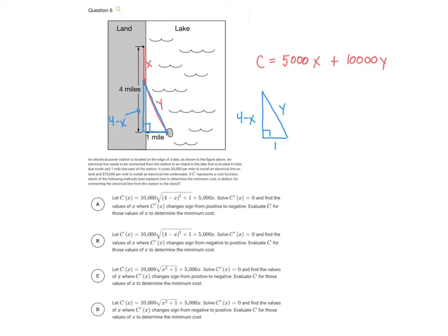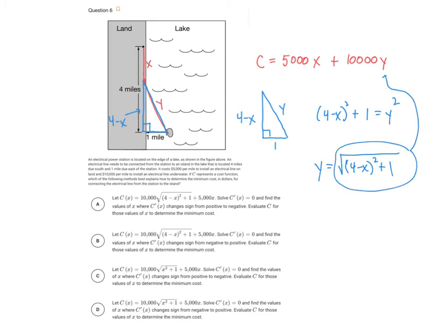Okay, so we'll definitely do the Pythagorean theorem, and then we can square root everything. And then we can take this and substitute it in for y. Can we see which one it is? Oh yeah, so it's either going to be a or b. Okay, so those are the right cost functions.